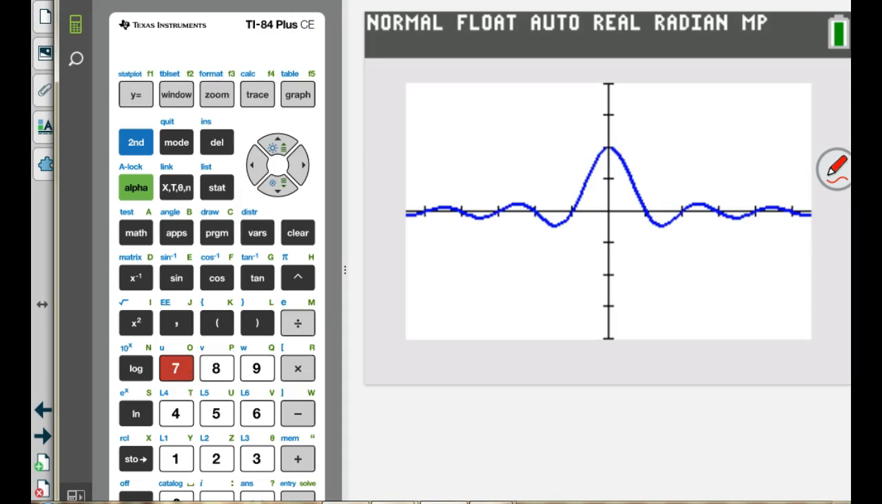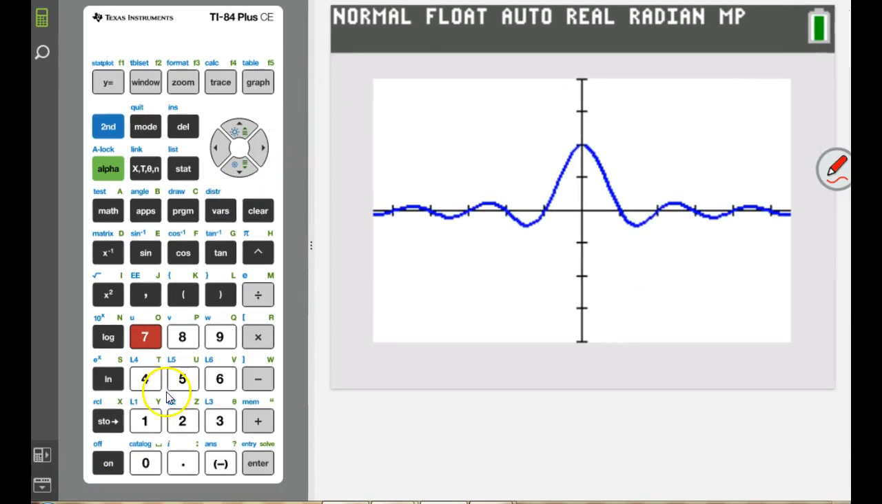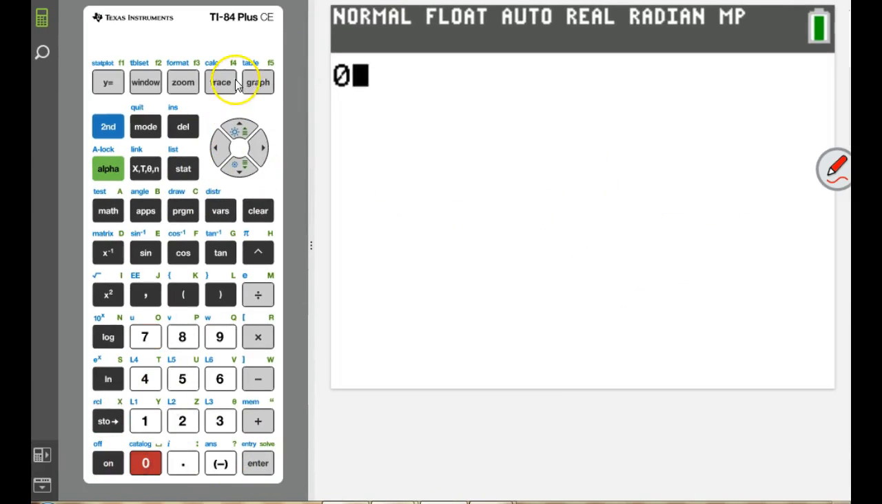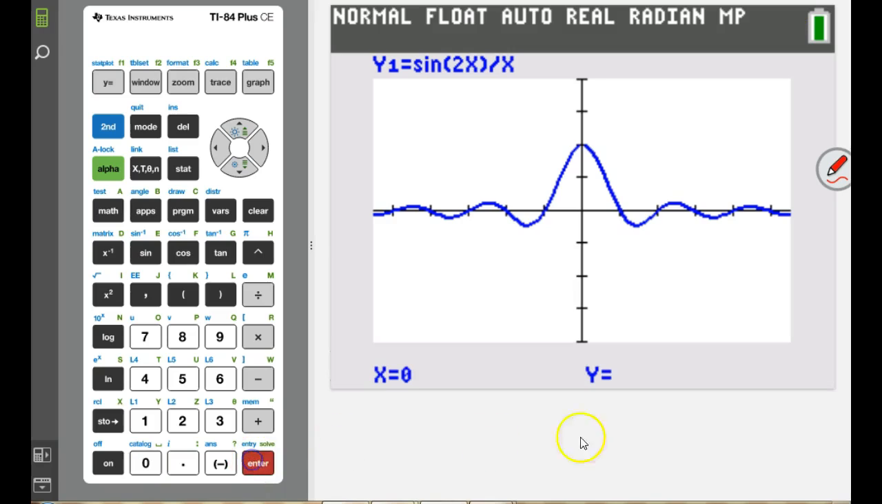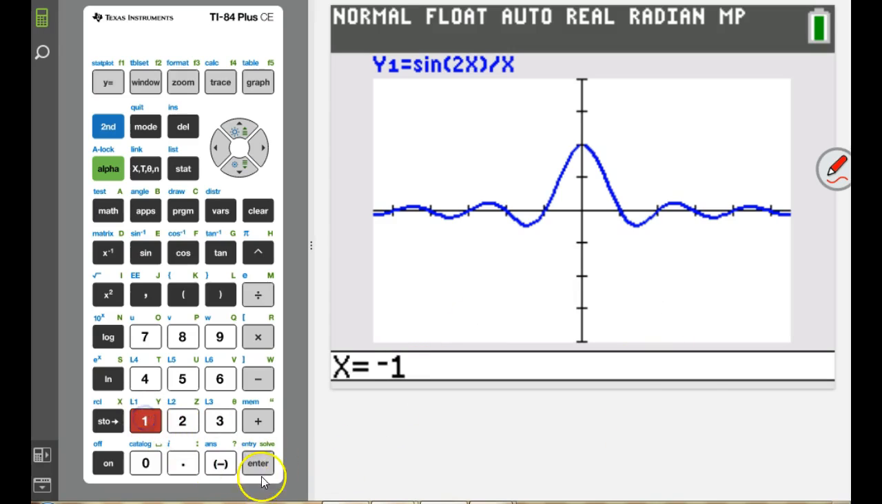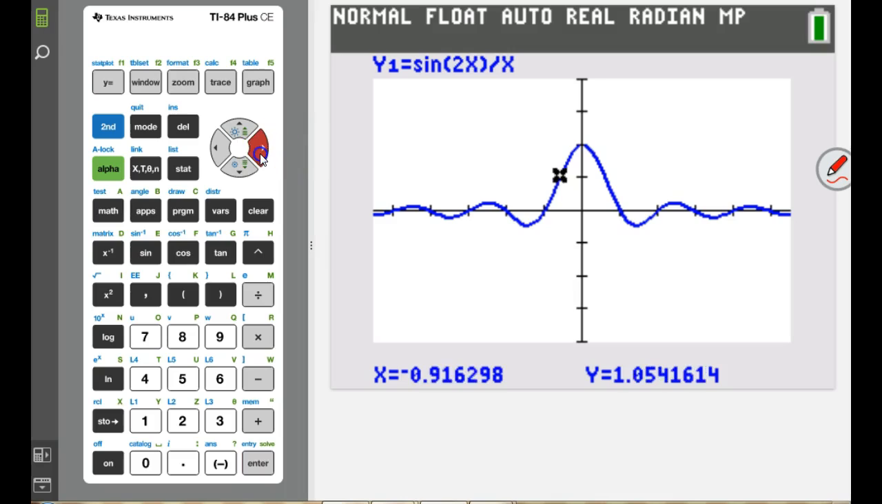Okay. It wants to know the limit at 0. So trace 0. It's undefined at 0. In order for there to be a limit, it has to be doing what? The same thing coming at 0 from the left as it is from the right. So if I go to -1 and I get closer and closer to 0, what is the y value getting closer and closer to? 2.